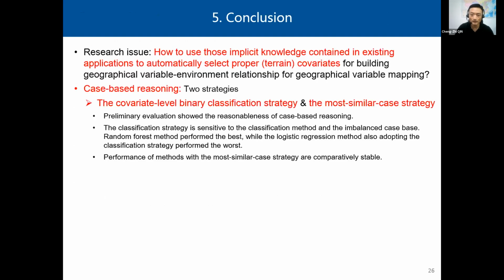So let me make a quick conclusion. The research issue is how to use the implicit knowledge contained in existing applications to automatically select proper covariates. Here we suggest two strategies. The first one is the covariate-level binary classification strategy. The second one is the most similar case strategy.